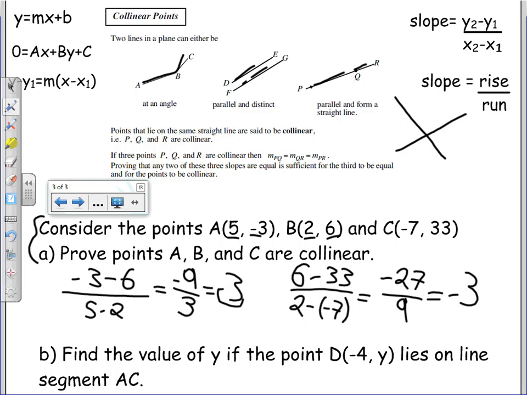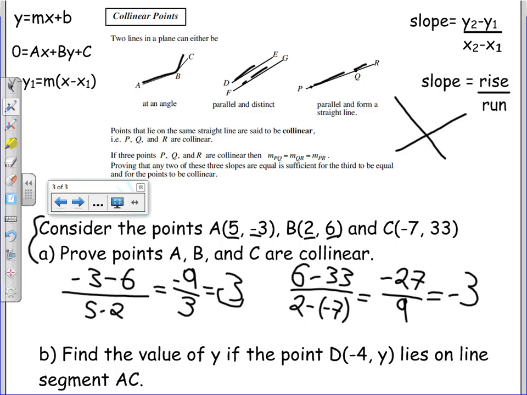This is where it gets a little harder. Part B. Find the value of y for point D if it lies on that line A to C. How can we do that? That's a tough one, right?